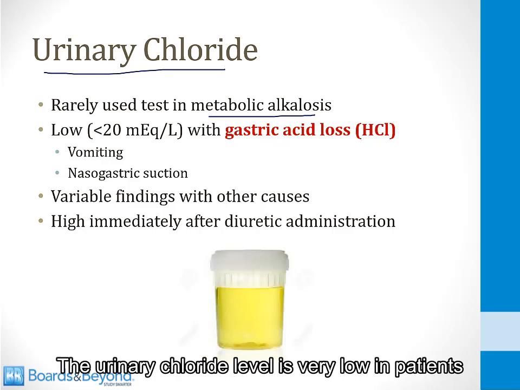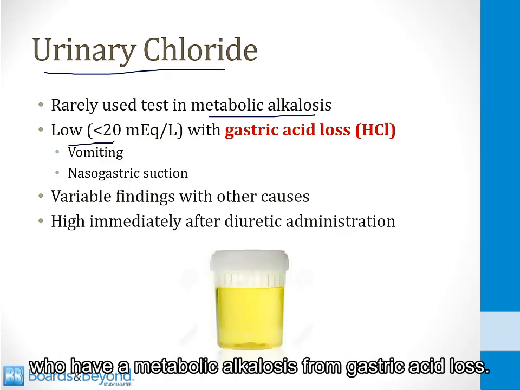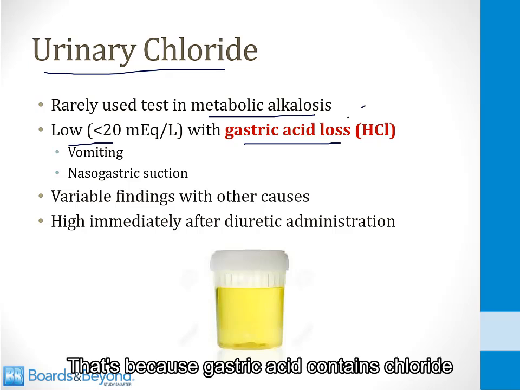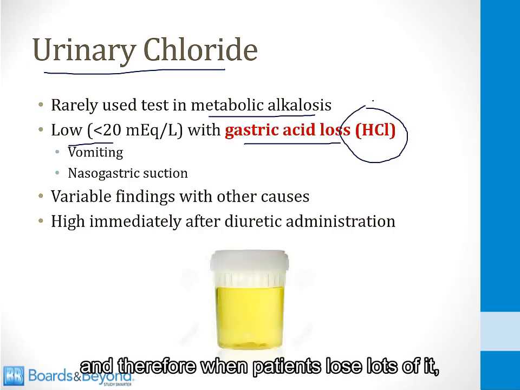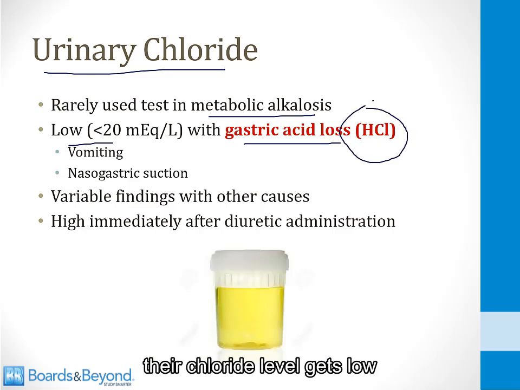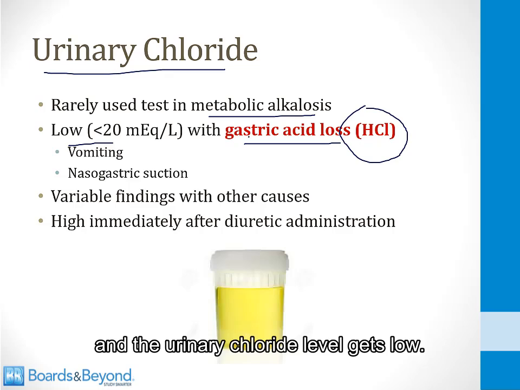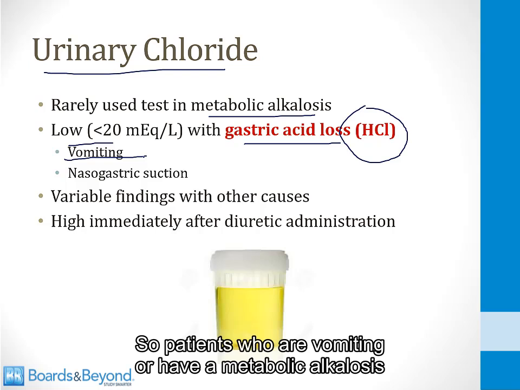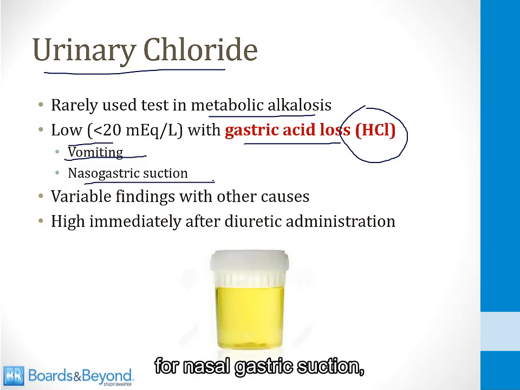The urinary chloride level is very low in patients who have a metabolic alkalosis from gastric acid loss. That's because gastric acid contains chloride, and therefore when patients lose lots of it, their chloride level gets low and their urinary chloride level gets low. So patients who are vomiting or have a metabolic alkalosis from nasogastric suction will have low urinary chloride.